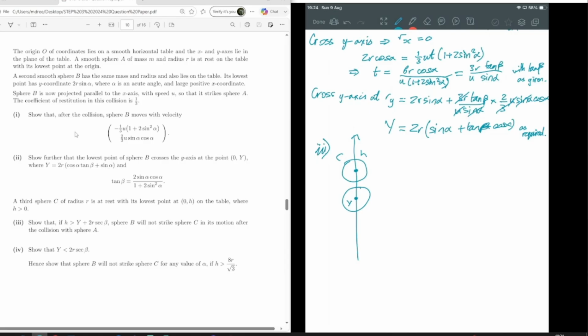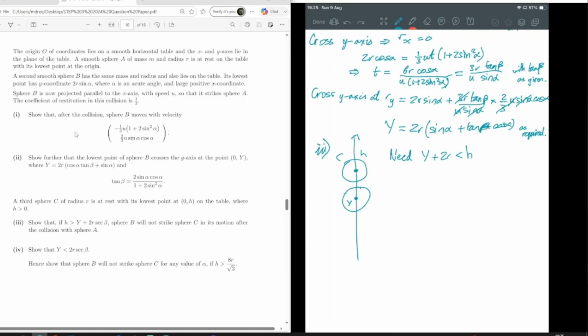So we certainly need y plus 2r to be less than h, which isn't quite what their condition is, because we could have collided afterwards. Remember, B is going in this direction, so it might have collided a little bit later on rather than directly at that time.